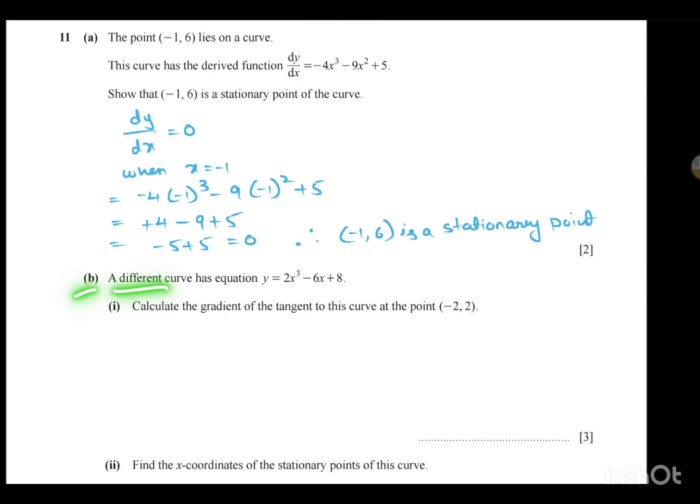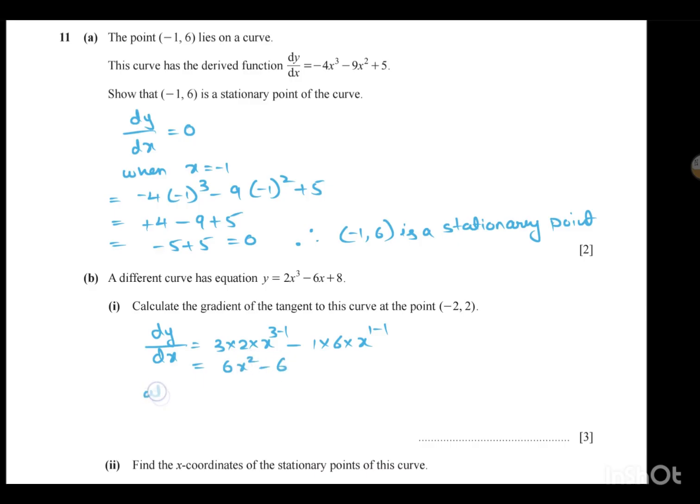Question B. A different curve has an equation y is equal to 2x cube minus 6x plus 8. Calculate the gradient of the tangent to this curve at the point (minus 2, 2). We need to find the gradient. So first of all, let us find dy by dx of the given curve. So 3 into 2 into x raised to 3 minus 1, minus 1 into 6 into x raised to 1 minus 1. So you get here 6x square minus 6.